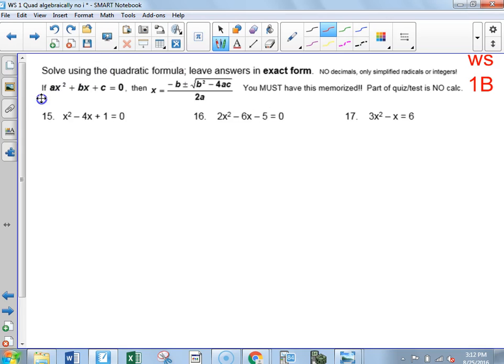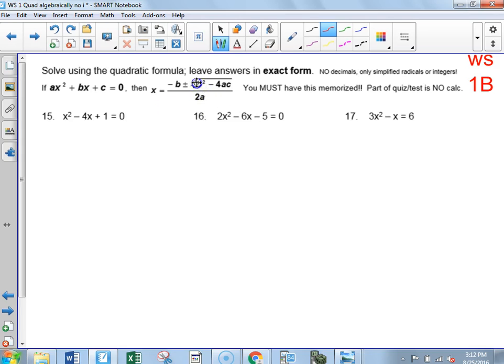The quadratic formula says if ax squared plus bx plus c is equal to 0, it only works when we get it equal to 0 first, okay? Then the opposite of b plus or minus the square root of b squared minus 4ac all over 2a is equal to x. All right.